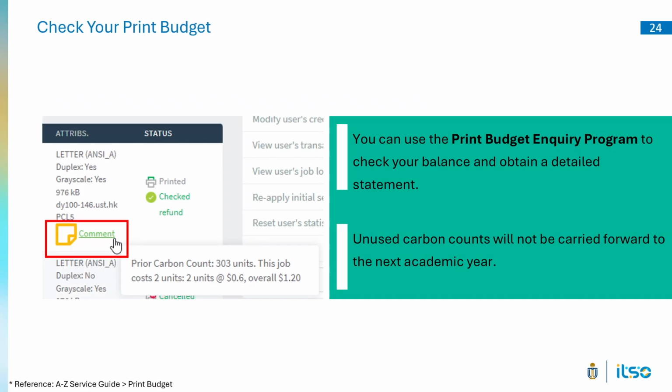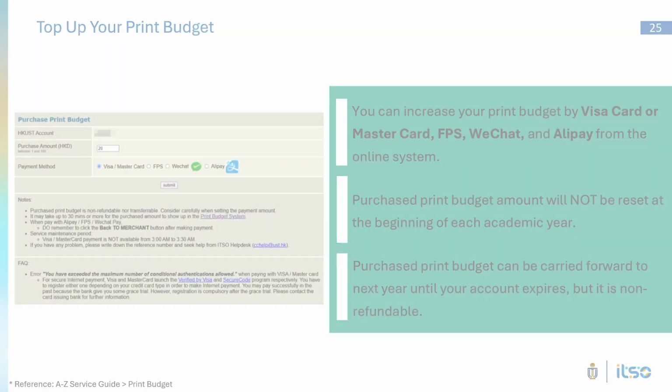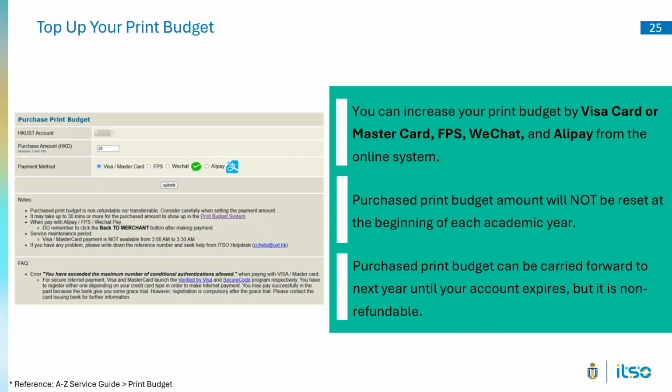You can use the Print Budget Inquiry program to check your balance and obtain a detailed statement. Unused carbon counts will not be carried forward to the next academic year. You can increase your print budget by Visa Card or MasterCard, FPS, WeChat, and Alipay from the online system. Purchased print budget amount will not be reset at the beginning of each academic year. For more details, you can visit the Print Budget section in the A to Z Service Guide on our website.